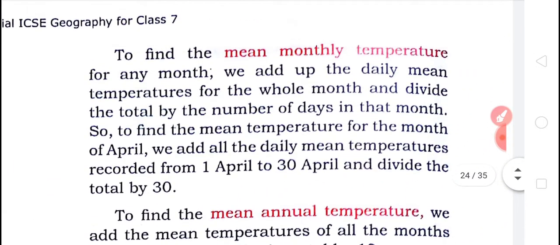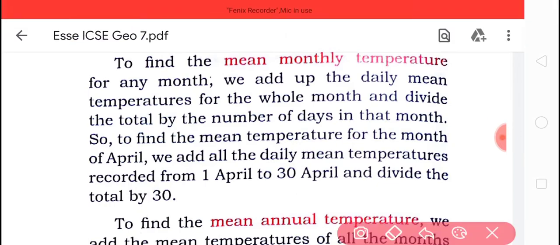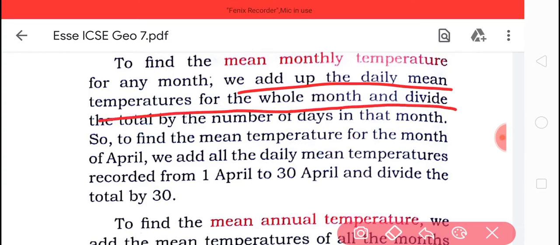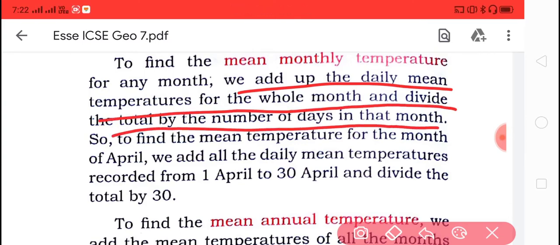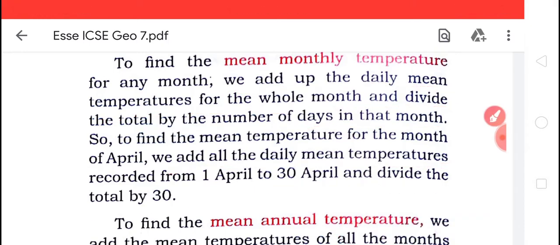Next is to find the mean monthly temperature. To find a mean monthly temperature, we add the daily mean temperature for the whole month and divide the total by the number of days. That is, we add all the daily mean temperatures recorded and divide by 30.